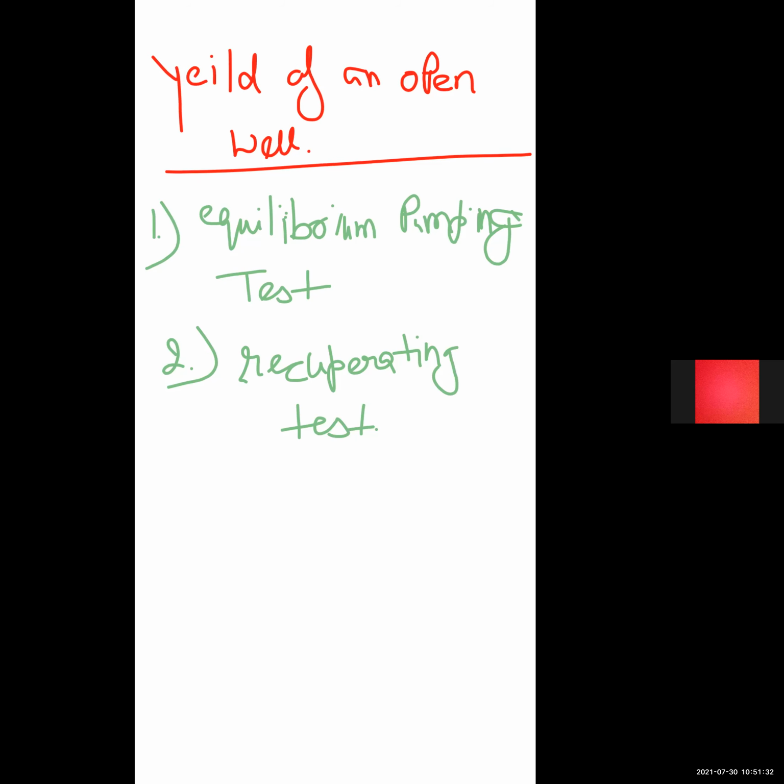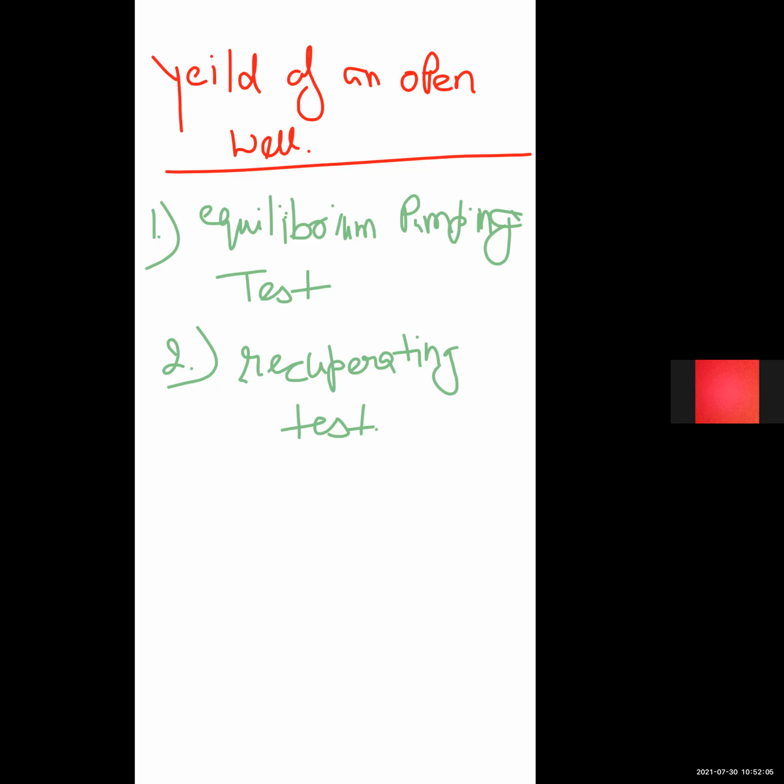A pump is first of all installed so as to draw sufficient supplies of water from the open well and to cause heavy drawdown in its water level. The rate of pumping is then adjusted so that the water level in the well becomes constant. In this condition of equilibrium, the rate of pumping will be equal to the rate of yield of the well at a particular drawdown.